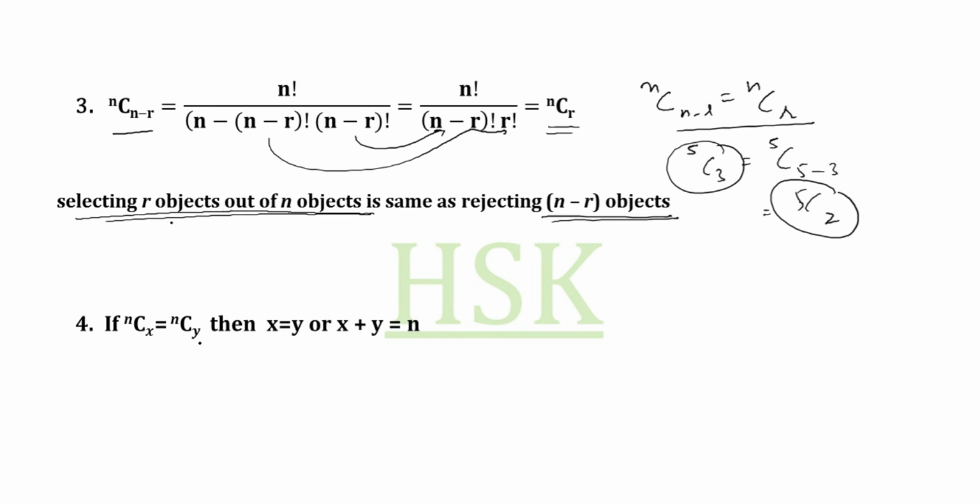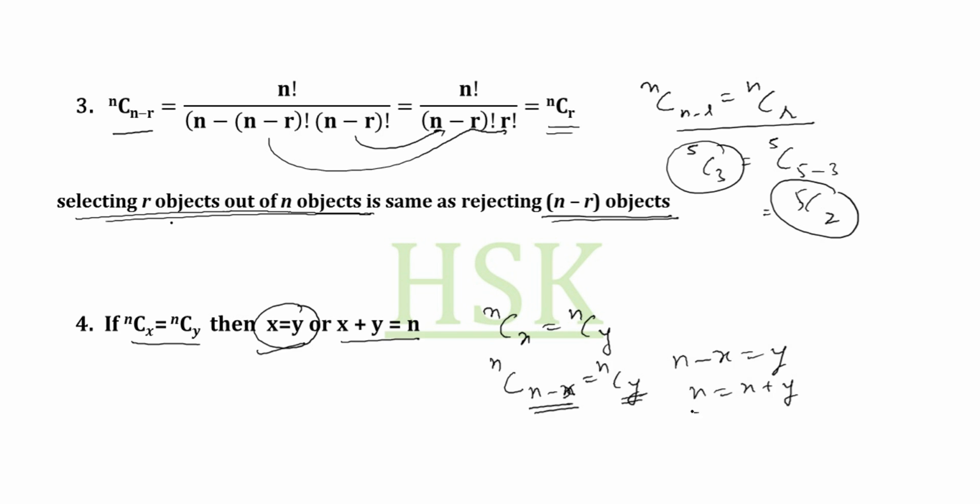Next point: if nCx is equal to nCy, then this means that x is equal to y or x plus y is equal to n. The first result, x equal to y, is very obvious. If nCx is equal to nCy, then x will obviously be equal to y, no problem about that. And this also means that x plus y is equal to n. How? If nCx is equal to nCy, then nCx can be written as nC(n minus x), and this will be equal to nCy. Now since n minus x is equal to y, n is equal to x plus y. So these two results should be kept in mind. This result is very rarely used, but whenever it is used, it makes the problem very simple. You won't have to expand nCx and nCy to solve it. You can directly write the result. This is the advantage of this result.